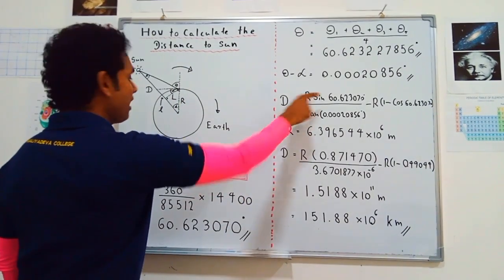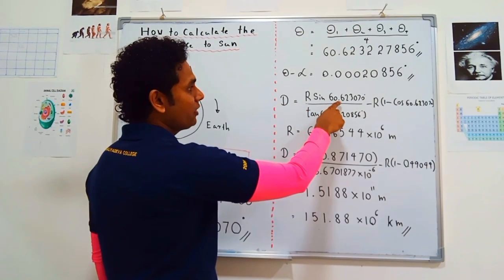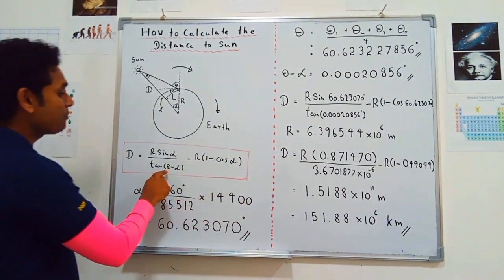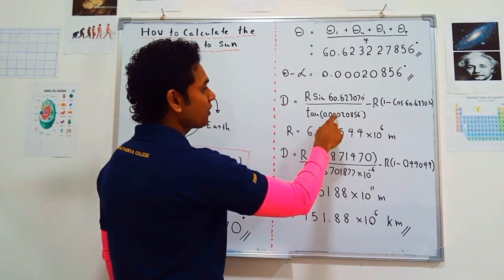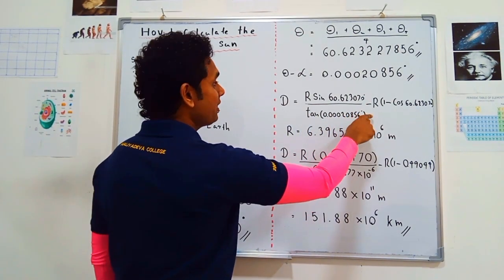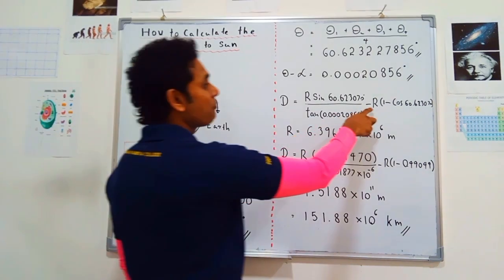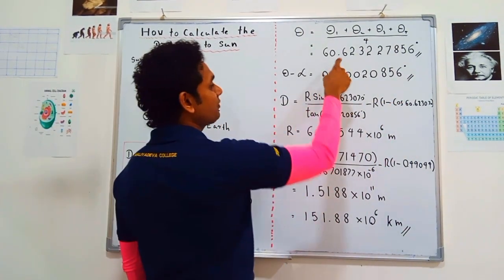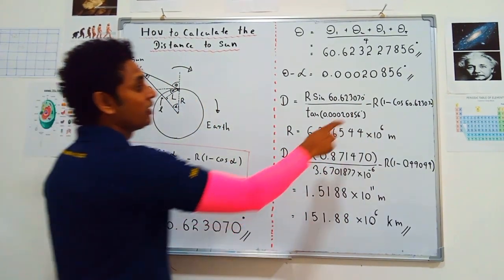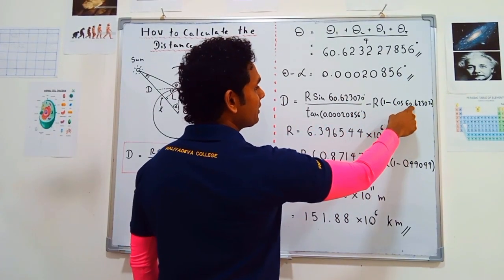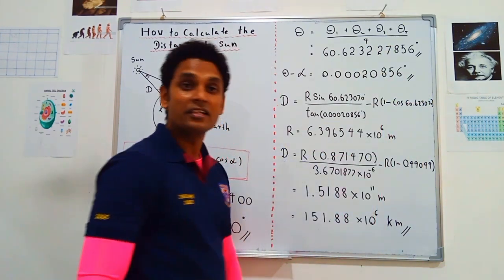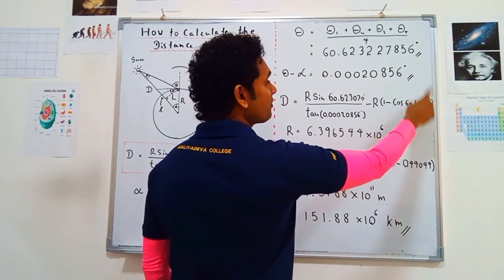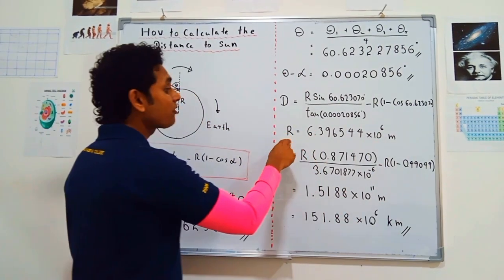Now we can apply these values in the equation. D equals sine alpha, which means sine 60.623070, divided by tan(theta minus alpha), which means tan 0.00020856, minus R(1 minus cos alpha), with alpha again being 60.623070. Okay. Now R, what is R?